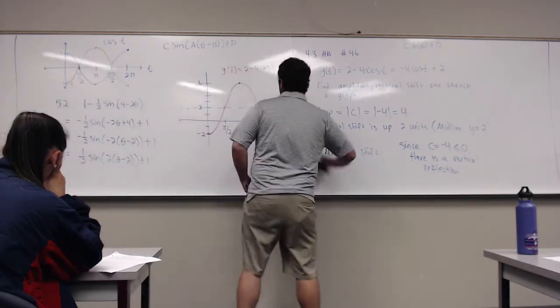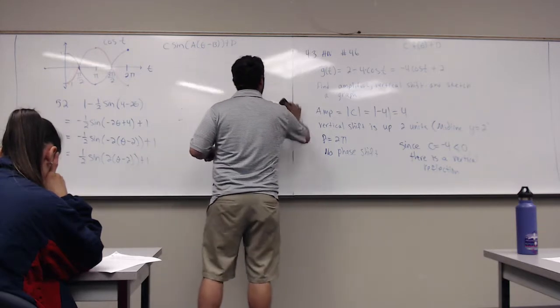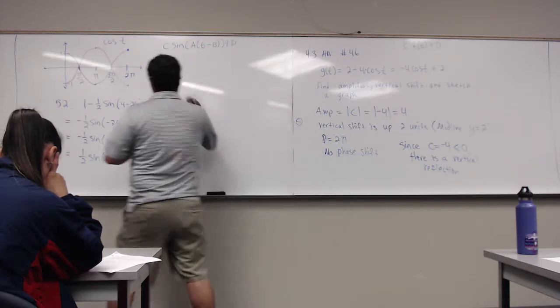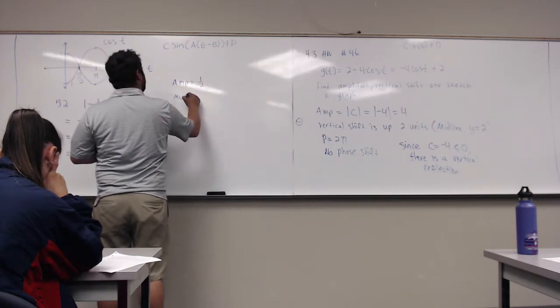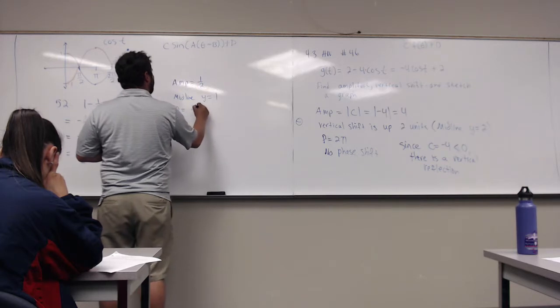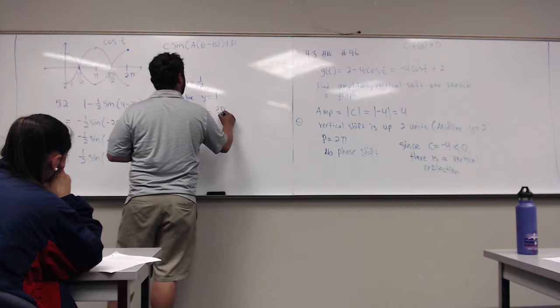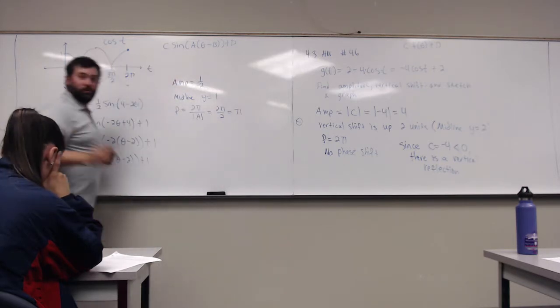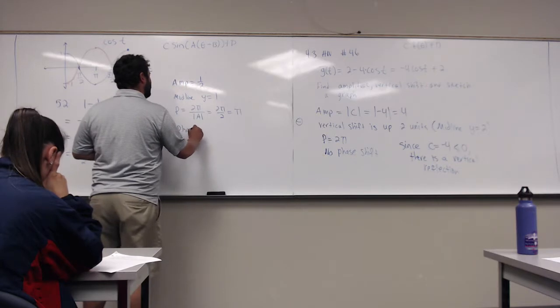Okay, and here's what I'll do. Okay, so the amplitude is 1/2, the midline is y equals 1. The period is 2 pi over the absolute value of a, which is 2 pi over 2. So that's a case where the period's pi, but the phase shift is 2 units right.